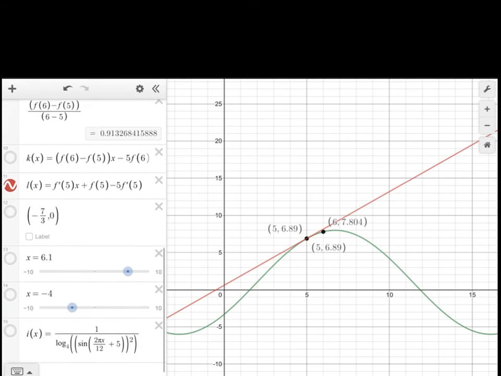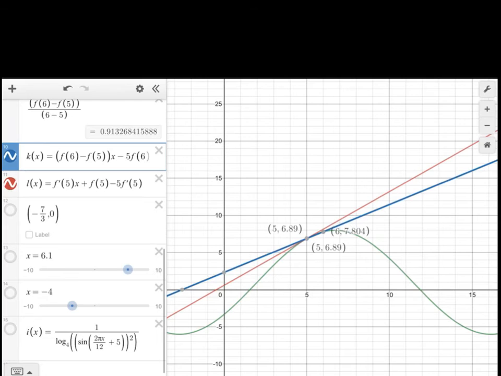Right, let's go. So here's the steepness of the curve. The blue one is the steepness of the line that goes through 5 and 6, and the red one is the steepness of the line that just touches. It's just tangent at 5.